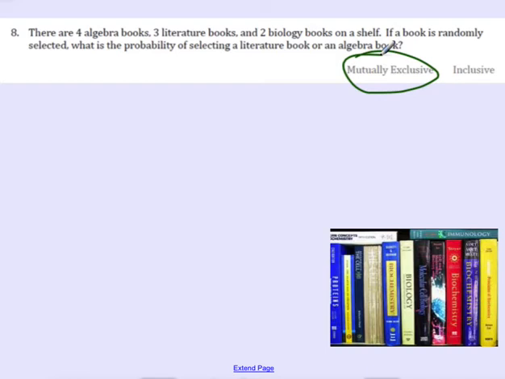So let's calculate the total number of books we have. We have 4 plus 3 plus 2. So that's 7 plus 2 is 9, so there's 9 total books. So first we want to calculate the probability of it being a literature book.